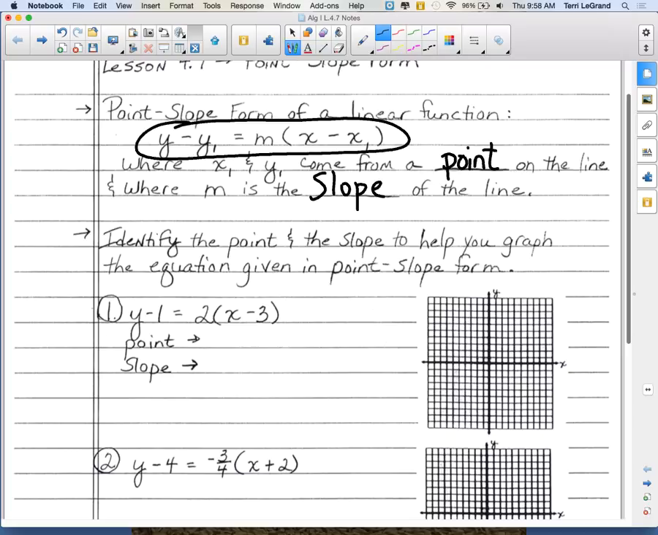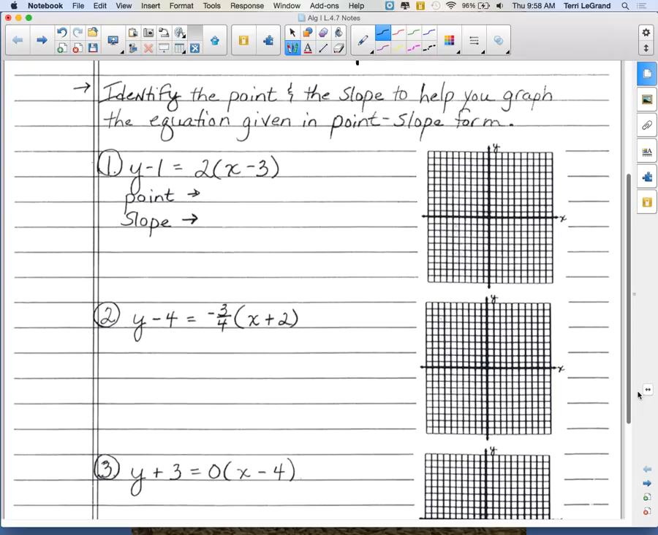Doesn't mean that the other x and y can't be a point, it's just that when we have point-slope form, we can pull out a point from it, and we can pull out the slope from it. Just like when we have slope-intercept form, we can pull the slope out of it, we can pull the y-intercept out of it. So here's the first thing we're going to practice today: identifying the point and the slope to help you graph the equation.